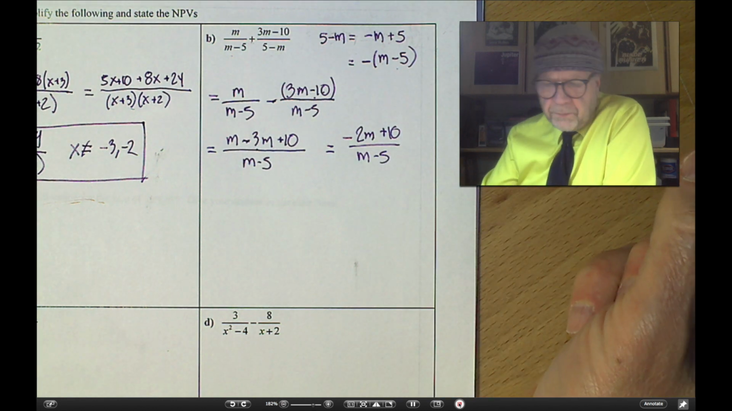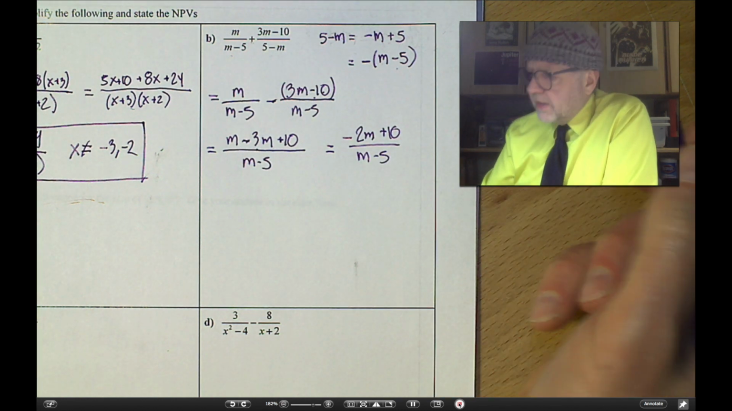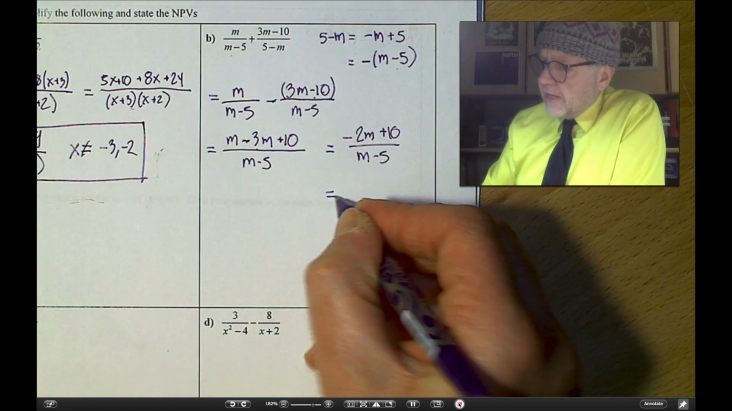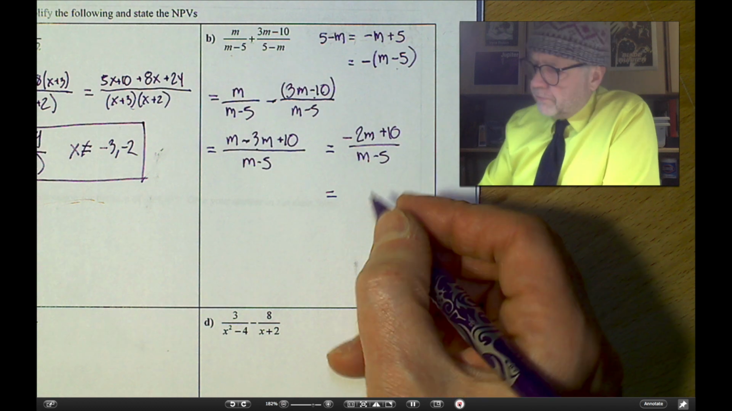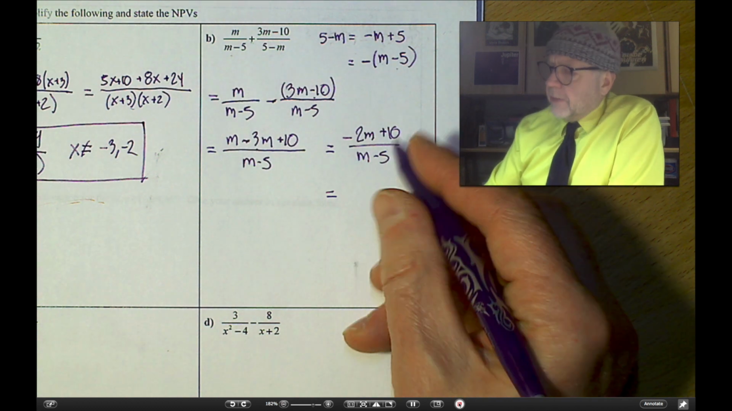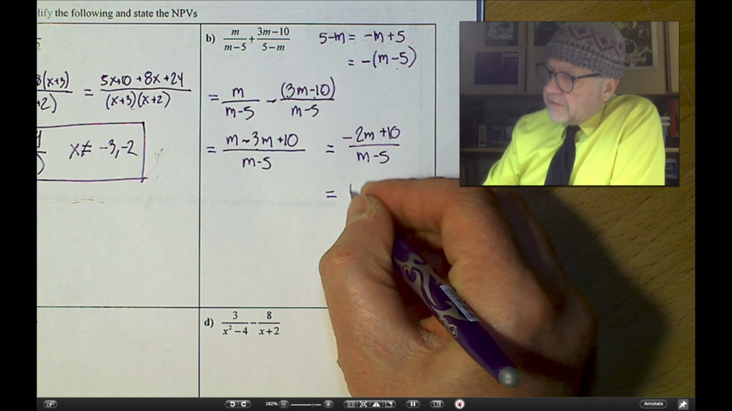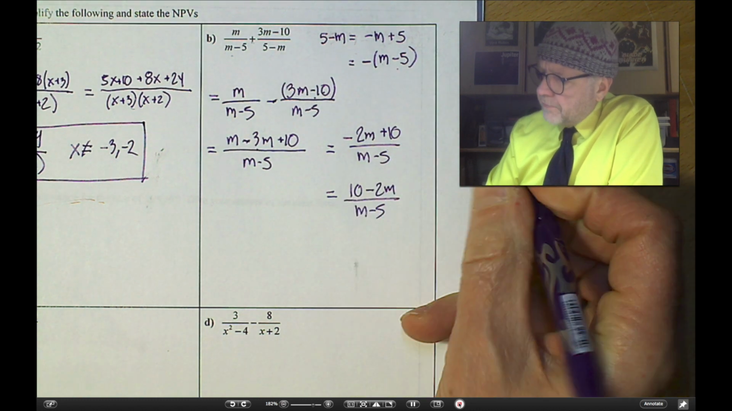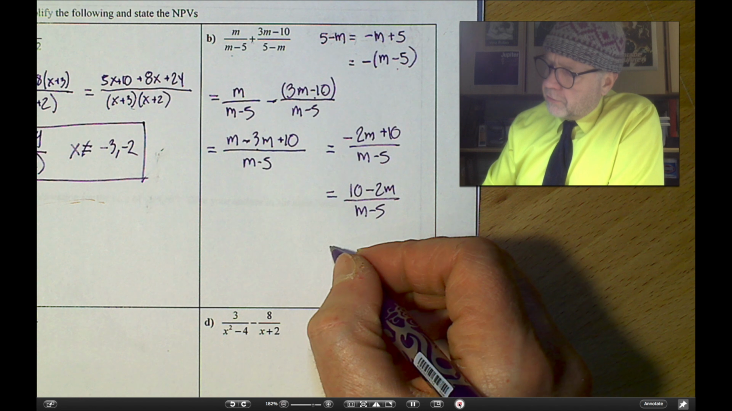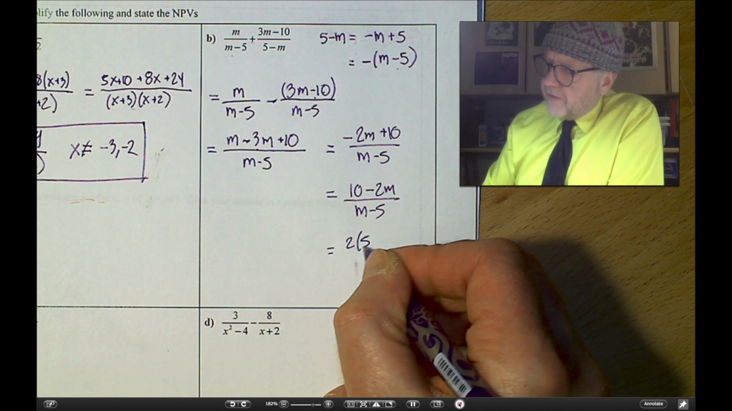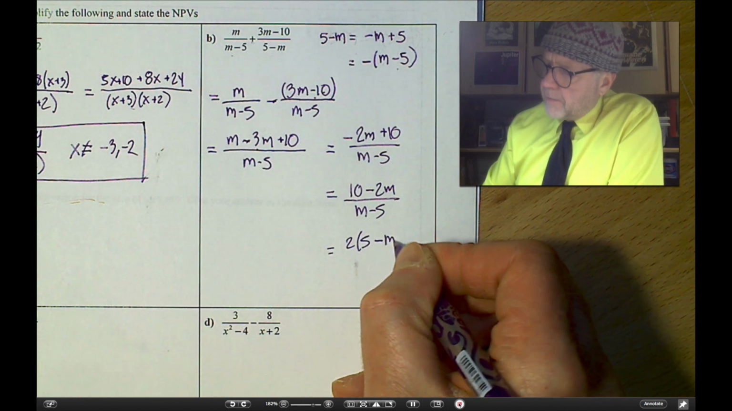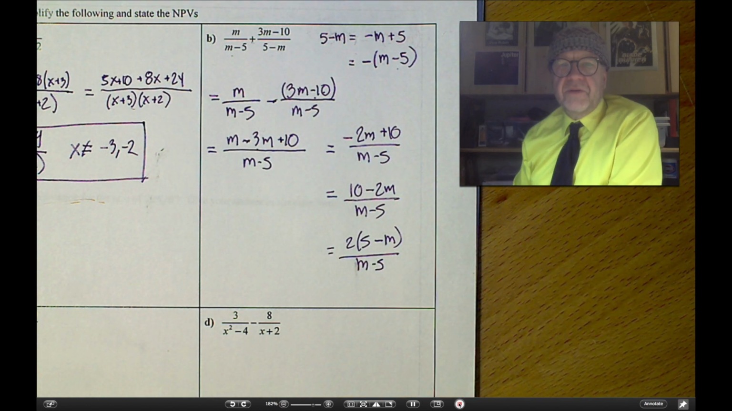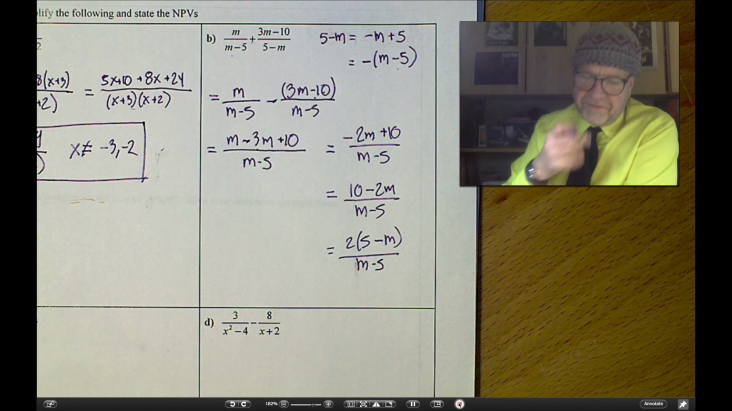And we're pretty much done. The only thing I want to do is pretty up the numerator here and bring out the factor of 2. So I'm going to pretty up by going 10 minus 2m over m minus 5, and then factoring out a 2. So 2 times 5 minus m over m minus 5. Isn't that pretty looking? All so simplified.